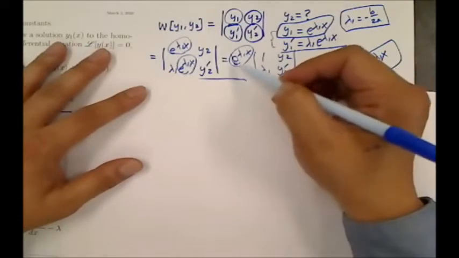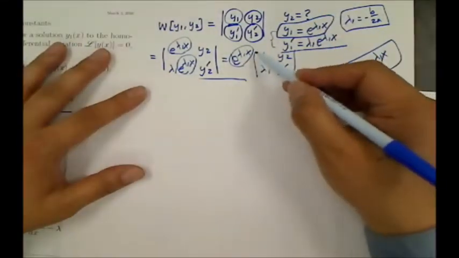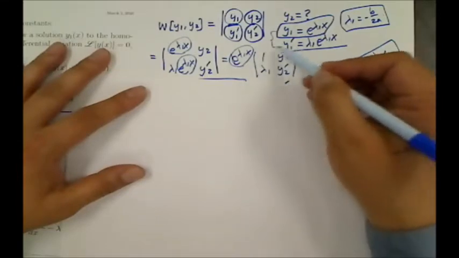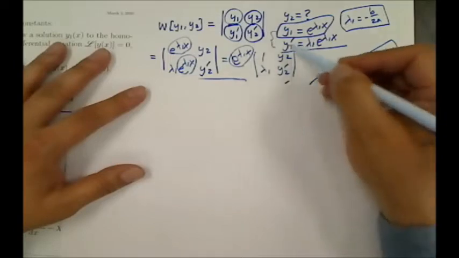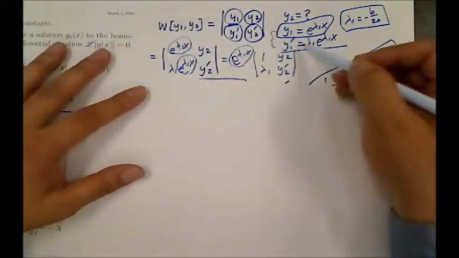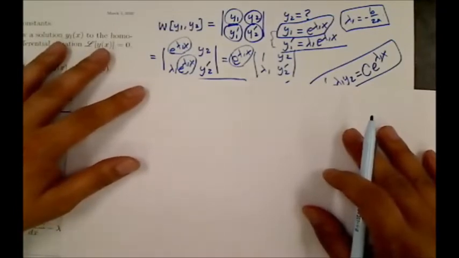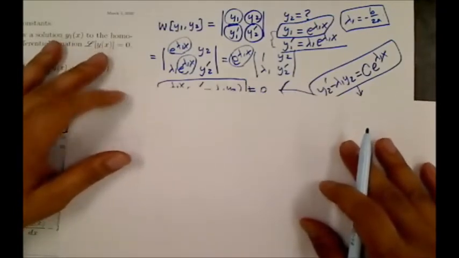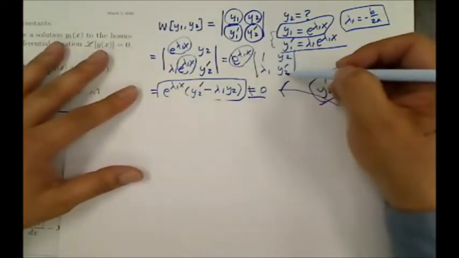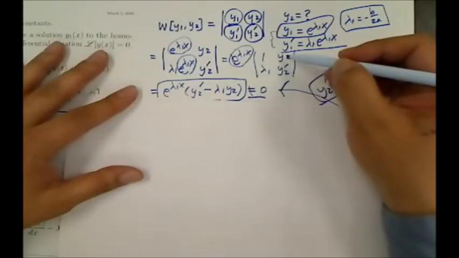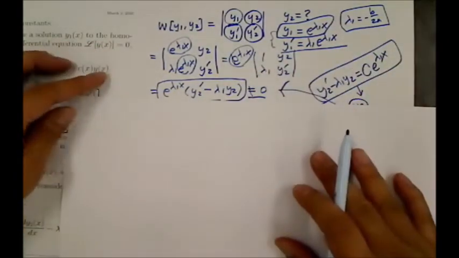This exponential must be non-zero in any case. What we want to know is the condition for this value to be non-zero. This should be non-zero. So 1 times y2 prime minus y2 times lambda 1, this one should not be 0.